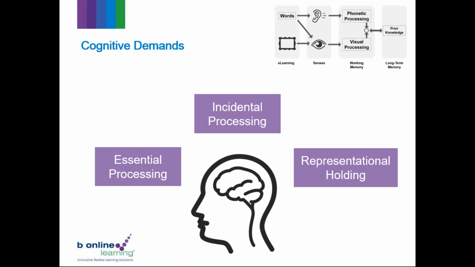And given that, if they have to do that a lot, again, that can overload the capacity of their working memory. So we can't really do much about essential processing. We need that to be able to get people to learn something. But the incidental and the representational holding, if we have stuff in our courses that's causing this demand on their cognitive capacity, that can have an impact on them learning overall from what it is that we're presenting them. So we need to think about that.